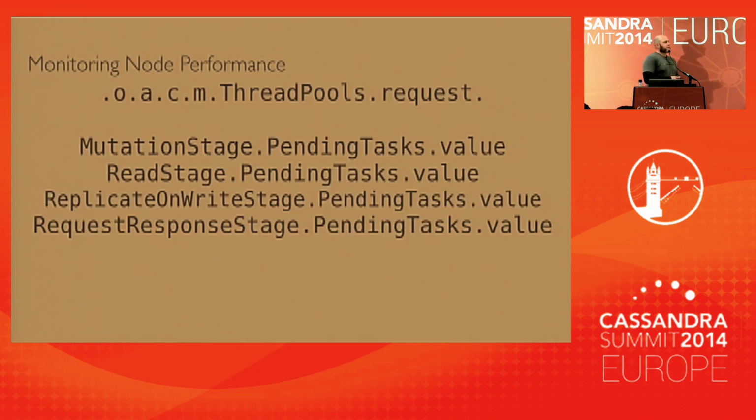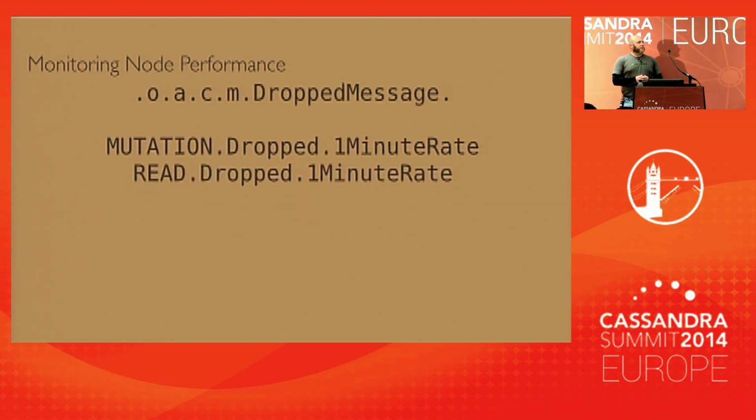And we know we've got this thing called the staged event-driven architecture. There are a number of thread pools: mutations where we do writes, reads where we do reads, replicate on write for counters, and request response is where the coordinator does its coordinating. If we're getting pending tasks backing up, that means we are starting to move to our peak throughput. And once we reach peak throughput and we start dropping messages because we're not able to complete requests in the RPC timeout, we start tracking those here as dropped messages, and we want to alert on that as well.